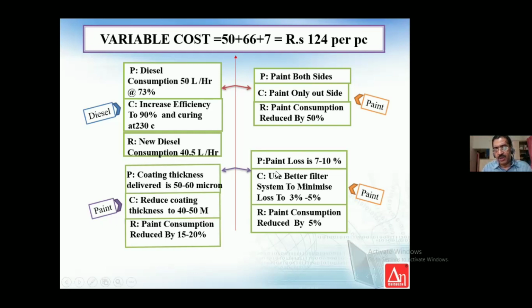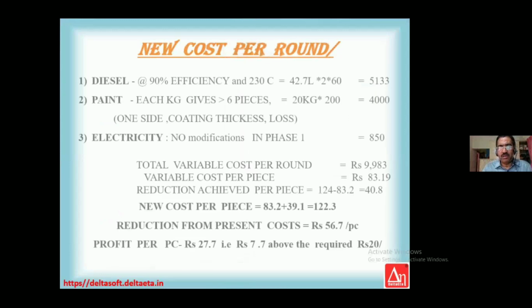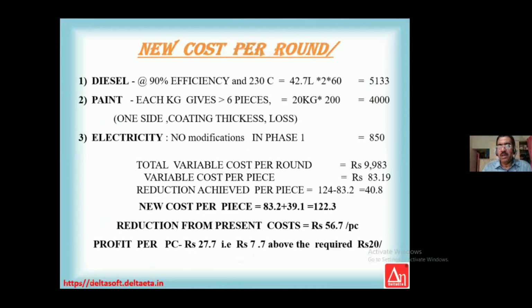And the third case, paint loss is 7 to 10%. Bring it to 3 to 5%. So the 16 will now become, with a 5% reduction from 16, a 1 kg reduction. So about 15 kg of paint is now required to paint one round of castings. Electricity we don't touch now. So you will find that the diesel cost reduces from 6,000 to 5,133.